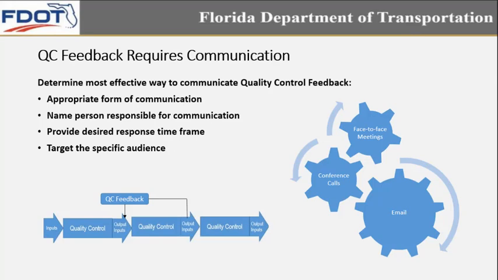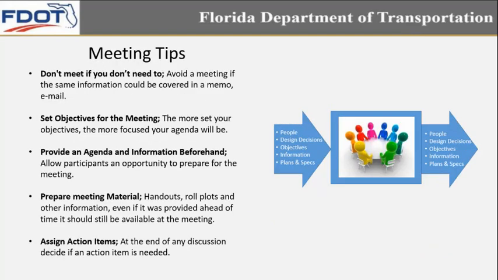And you kind of see at the right here, there's a lot of different types of communication: face-to-face meetings, conference calls, emails, and really the key is picking the appropriate form of communication. One of the key types of communication and QC processes that we use in the department are meetings. And I just wanted to go over a couple of meeting tips that can make a meeting a more effective quality control process.